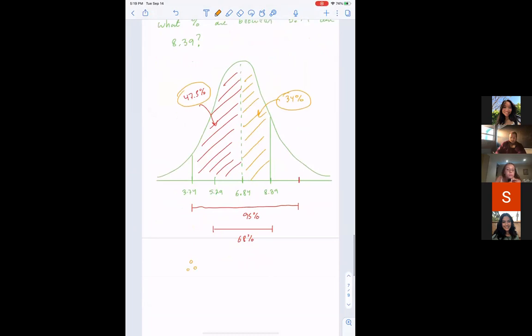For a total of, it's quite anticlimactic with nobody writing it, but the total is 81.5%. So 81.5% will be between 3.74 and 8.39. Flower, did I answer that question of yours? Okay, are there any questions on how this works?